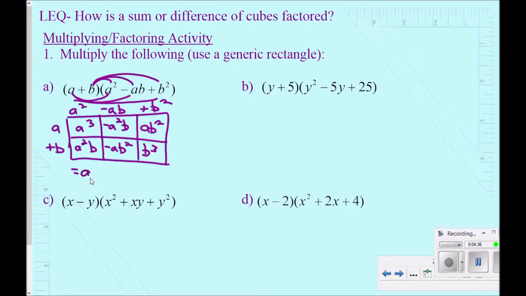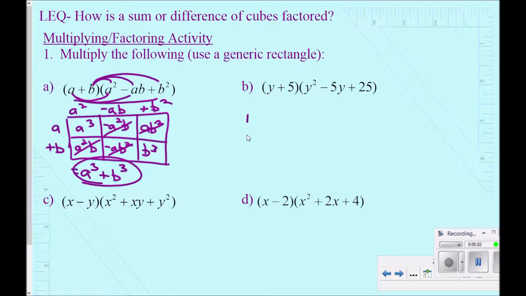I have a cubed. Well, the negative a squared b and the positive a squared b, when I combine like terms, gives me 0. Same thing with the negative ab squared and the ab squared gives 0. So I just have a positive b cubed left. So when I multiply these together, the product is a cubed plus b cubed. Okay.